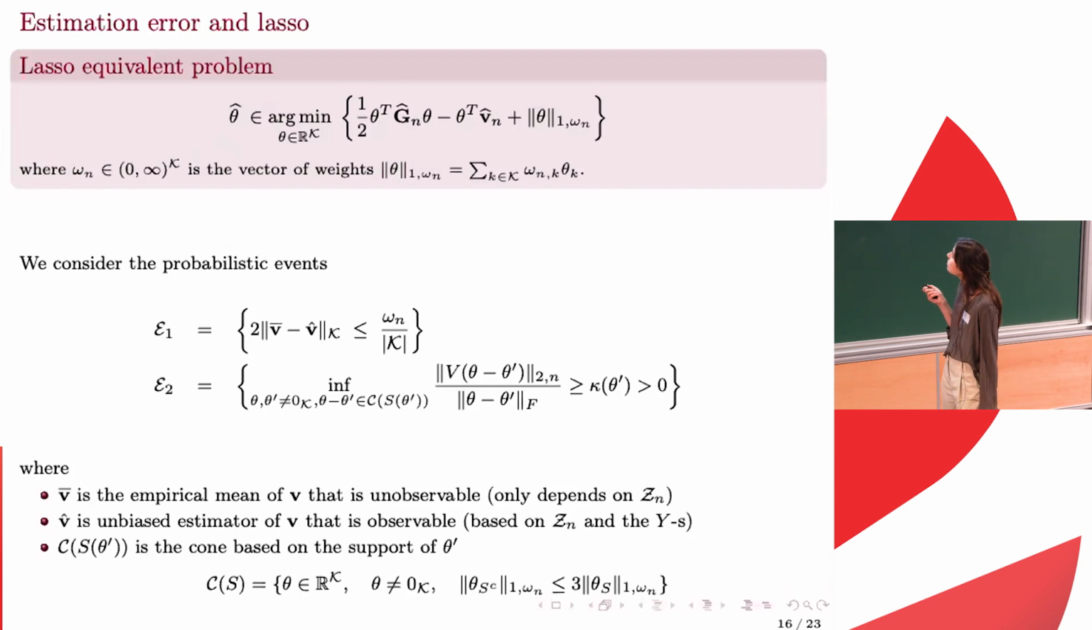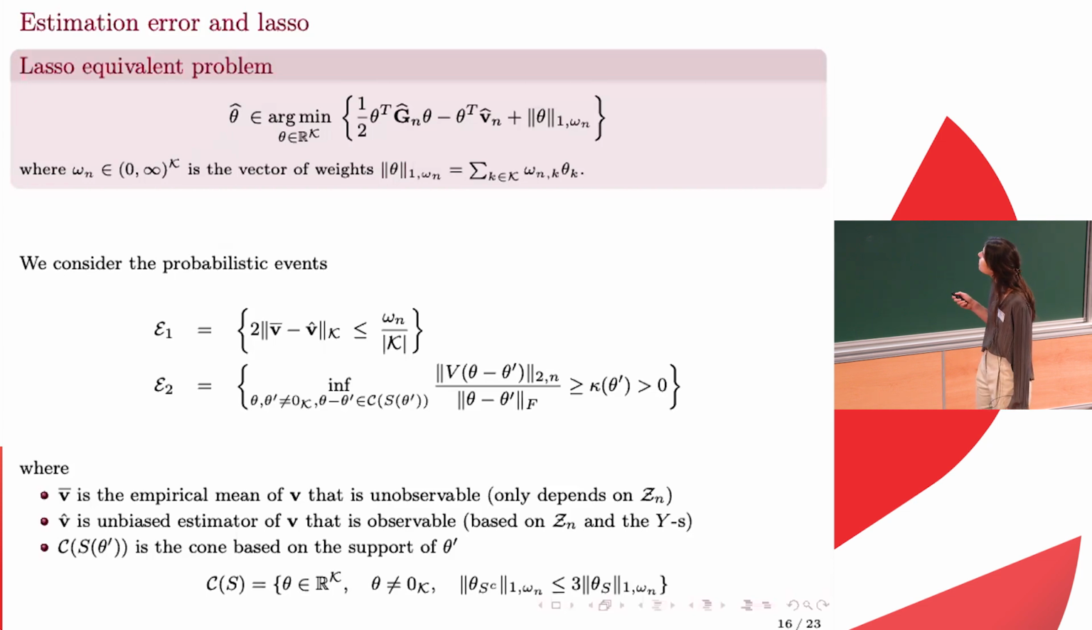Okay. And for the theoretical perspective, we consider the probabilistic events E1, where I suppose that my sup norm between the unobserved estimator of my V vector and the observed one can be upper bounded by the weights that I use in my risk. And the second, E2, is related to the invertibility of the Gram matrix in a certain subspace. Okay, we will talk about this soon.